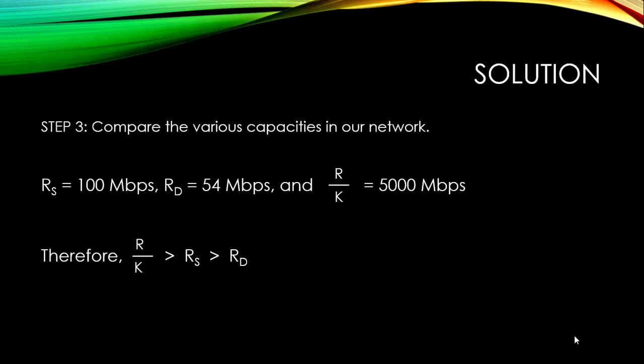We're going to compare the various capacities in our network. We have RS, our source capacity, which is 100 megabits per second, RD, our destination capacity, which is 54 megabits per second, and our common link capacity divided by the number of K destinations, which gave us 5,000 megabits per second. When we compare those three values, we see that the common link divided by K is the largest. Then comes our source capacity link, and then finally our destination capacity link, RD. And so we can see that the limiting capacity, or the lowest capacity, is RD in this case.